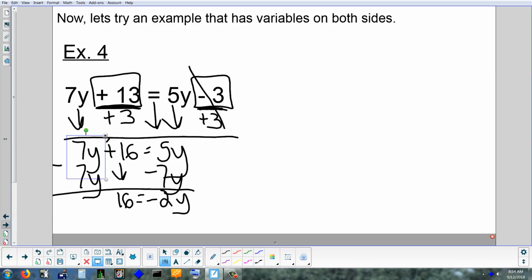Laurel? Can you tell me what to do as the last step? Divide by -2 on both sides. Perfect. Then it's a whole number, the number attached to the variable. I want to divide by that number.